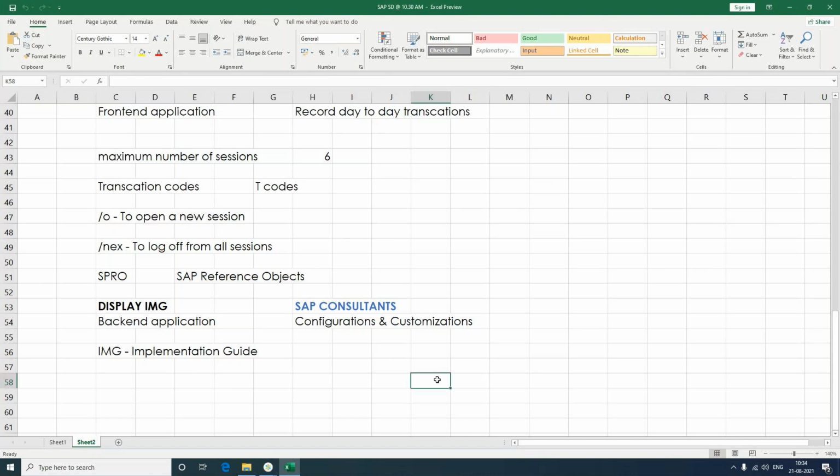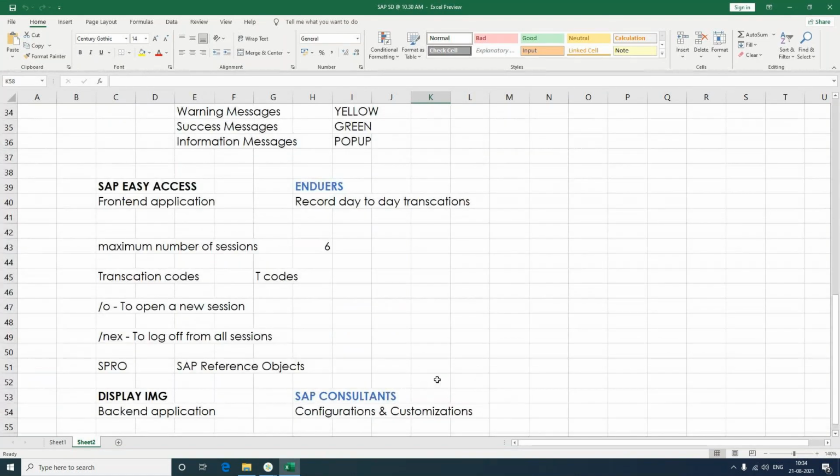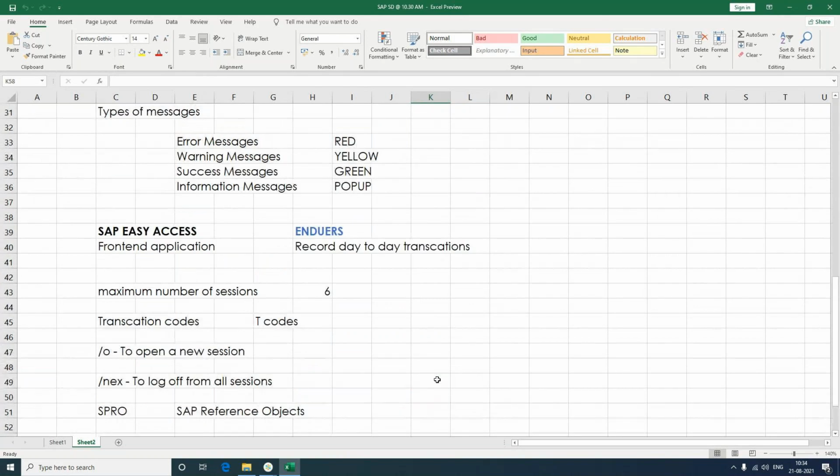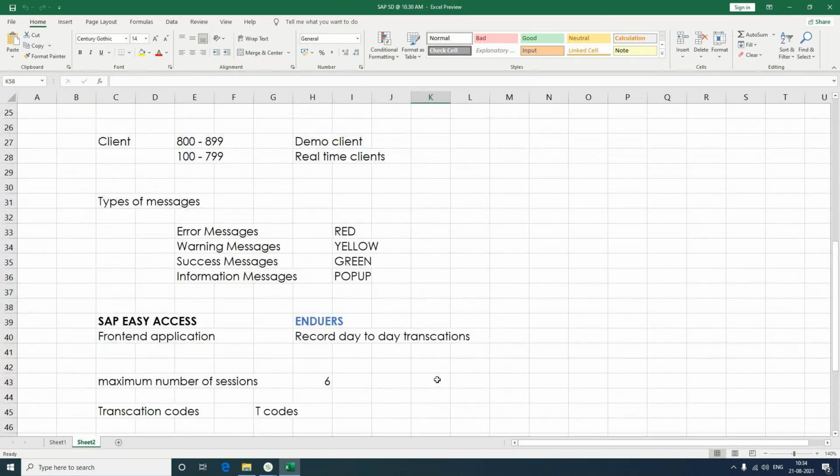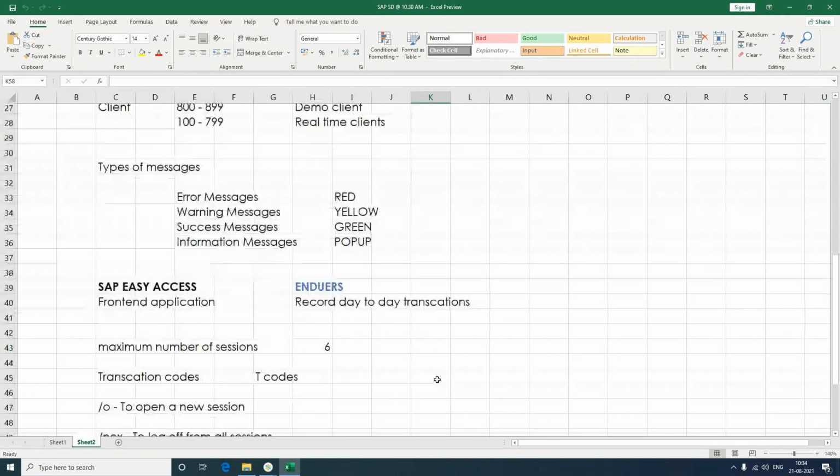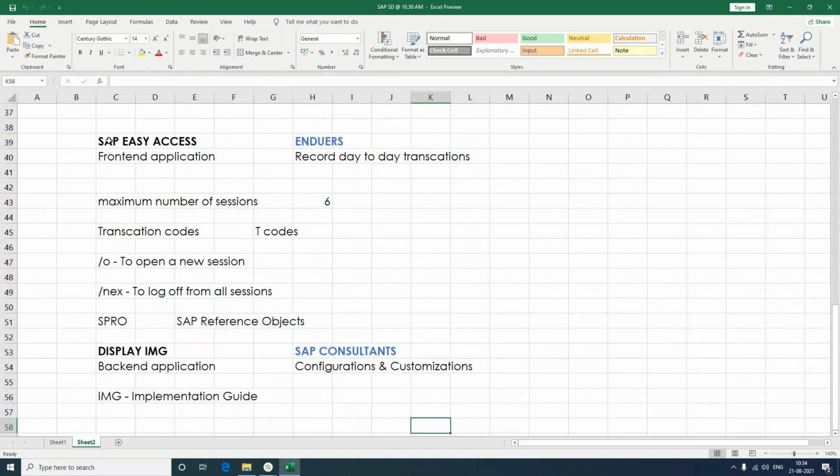Okay, so last class I was talking about the system navigation, like how you're going to be logging into the SAP application, and what are the screens on which we are going to be working. The first one is called SAP Easy Access, which will be taken care of by the end users for recording the day-to-day transactions which are carried out in the business.